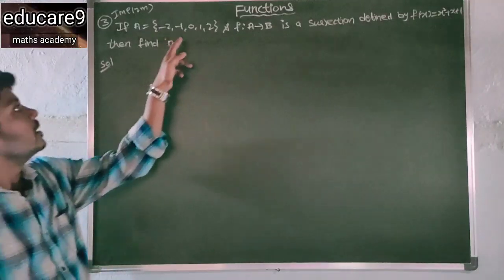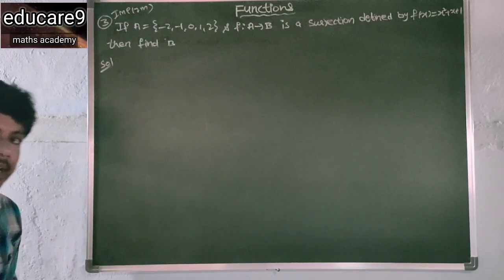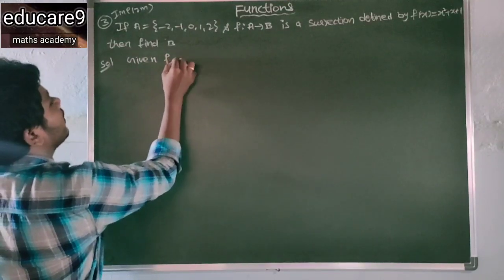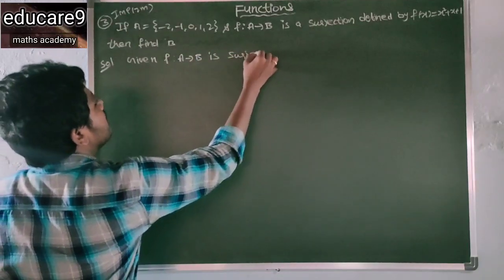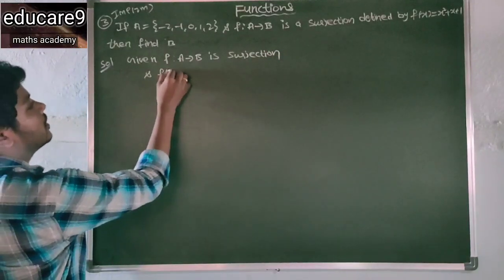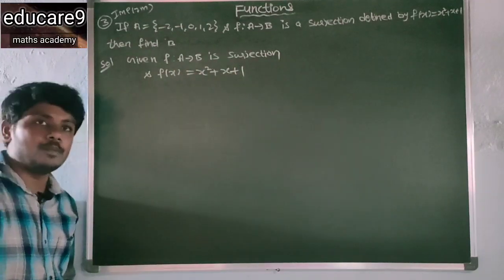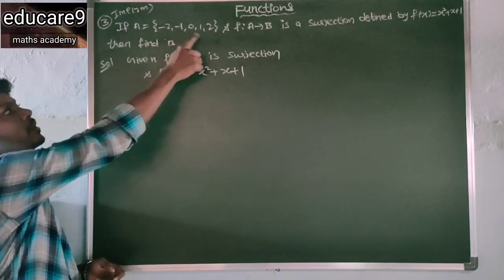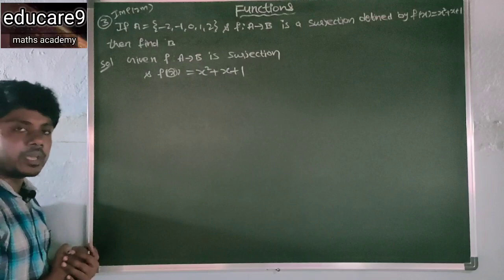Okay. So see here, A is given, f from A to B is a surjection and the function is f of x. Then find B. So given f from A to B is a surjection, and f of x is what? x square plus x plus 1. Then find B. So what are the values of A? Minus 2, minus 1, 0, 1, 2. Those are domain values. So what are the domain values? All x values are domain values.